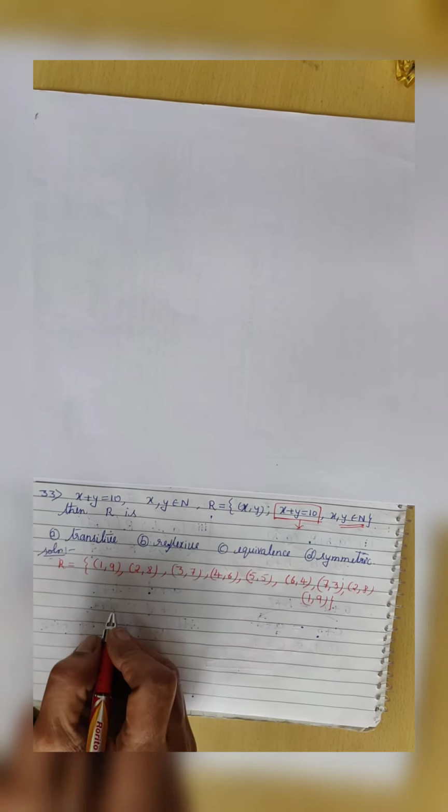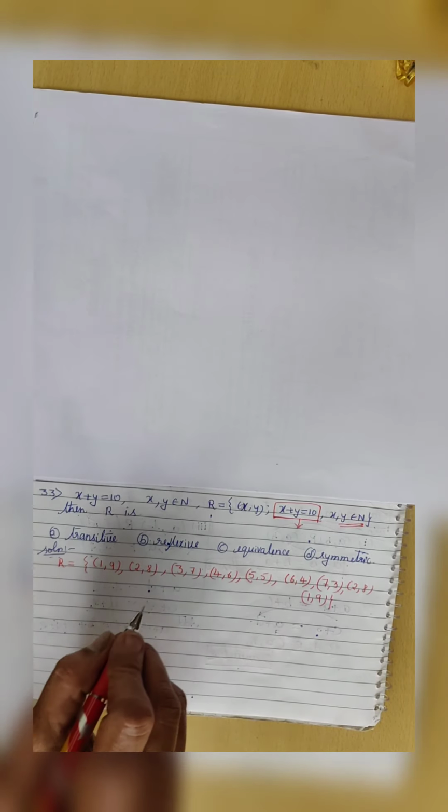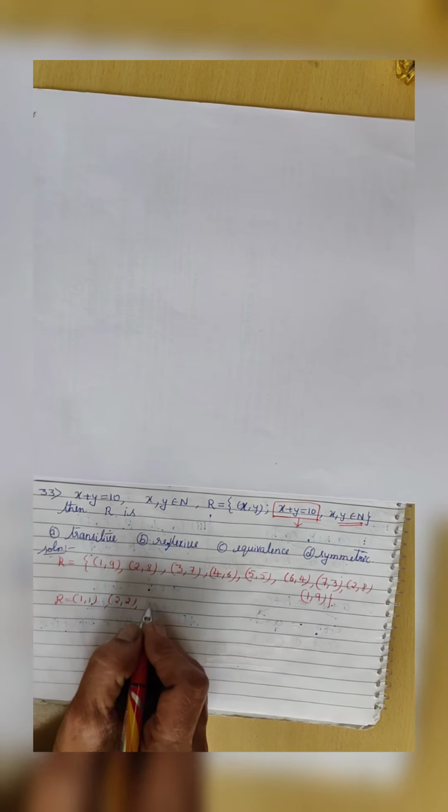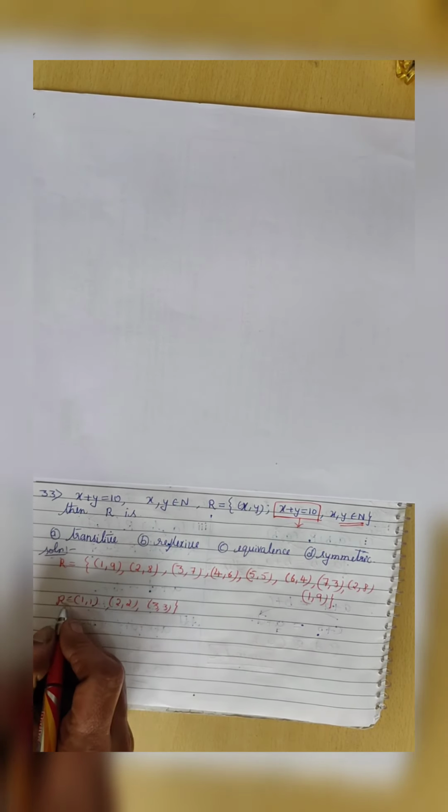And now let us find out whether it is reflexive or not. For reflexive, what do we need? (1, 1), (2, 2), (3, 3), etc. should belong to R, right? This should belong to R, which is not belonging to R. So it is not reflexive.